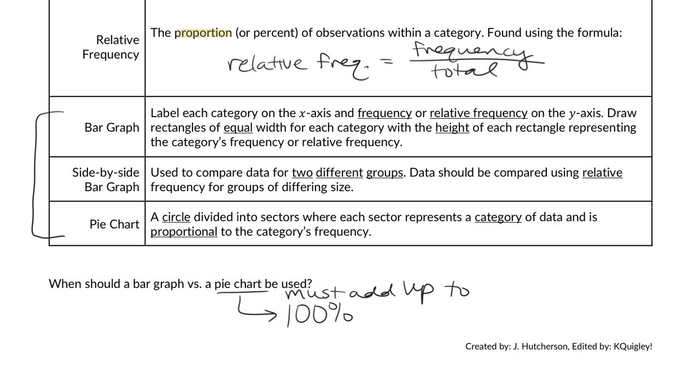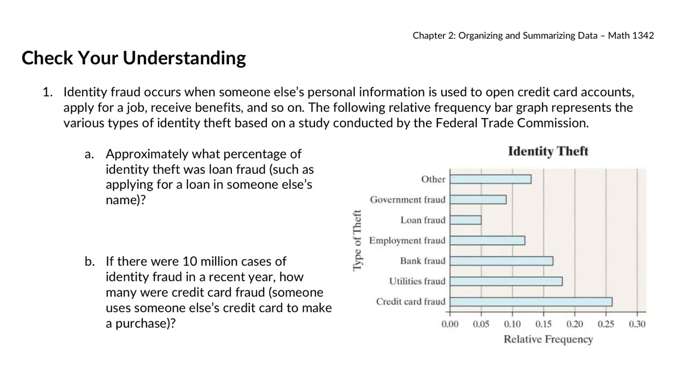On your next page, we do have some check for understanding questions. Please don't overthink these. This feels like very elementary school style questions. Those of you who are still taking SAT, these are the types of statistics questions that are on the SAT a lot. Again, don't overthink them. The first one says, identity fraud occurs when someone else's personal information is used to open credit card accounts, apply for a job, receive benefits, etc.